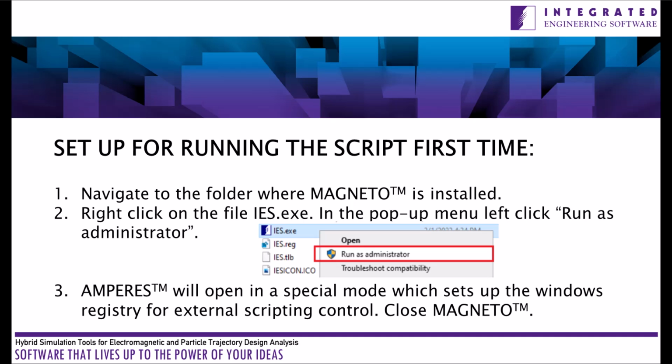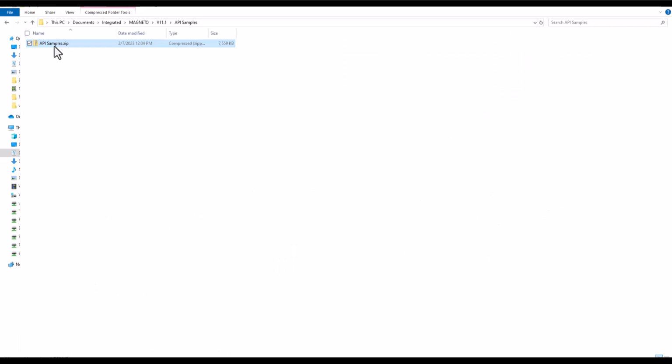Close Magneto and using Windows Explorer, navigate to the folder where Magneto is installed. Right-click on the file, is.axe. In the pop-up menu, left-click Run as Administrator. Magneto will open in a special mode, which sets up the Windows registry for external scripting control. Close Magneto. The scripting examples are provided in a zipped folder placed in your documents folder.